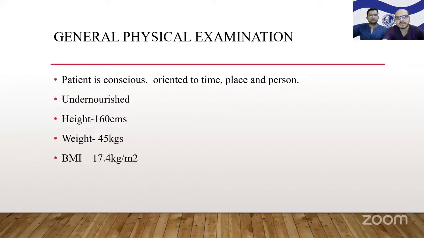Coming to general physical examination, the patient is conscious, oriented to time, place, and person, undernourished, height was 160 centimeters, weight of 45 kgs, the body mass index was 17.4 kg per meter square.